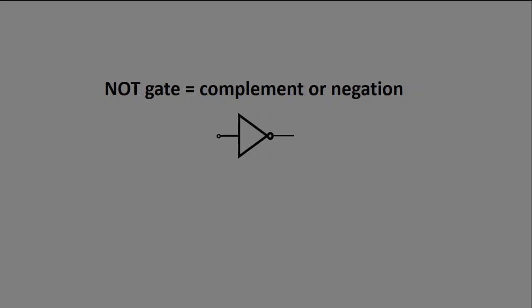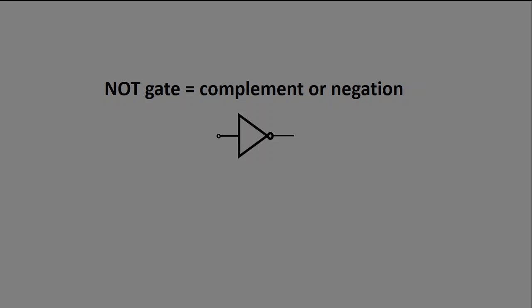In the previous video, we have already seen what is NOT gate, AND gate and OR gates, out of which the very interesting one is a NOT gate, which is going to perform the operation of complement or negation. This is the symbol of NOT gate, which has got one input and one output.